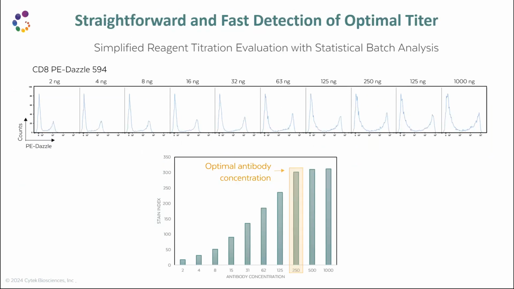You will see all the histograms representing every concentration on the left, the 2 nanograms. You see that negatives and positives are closer. If you go to the other end, 1,000 nanograms, populations are very separated, but negatives are also wider. So we need to find that optimal point where the separation is the highest while keeping the background low. Because of that, we calculated stain index. You will see it in the graph at the bottom. The stain index will represent the separation, how well you are seeing your positive population. And then calculating a stain index for each dilution will allow you to define what's the optimal antibody concentration.